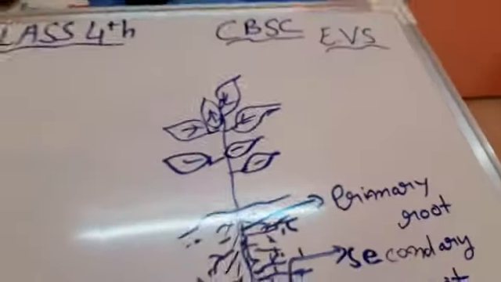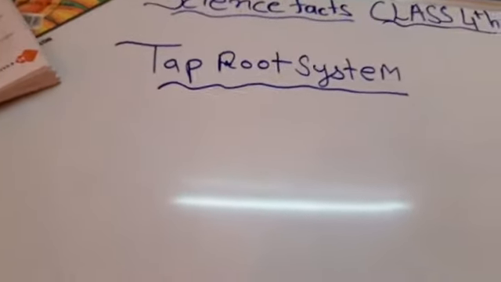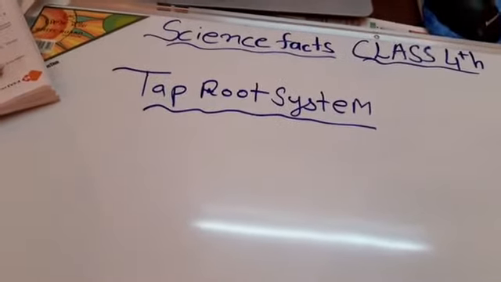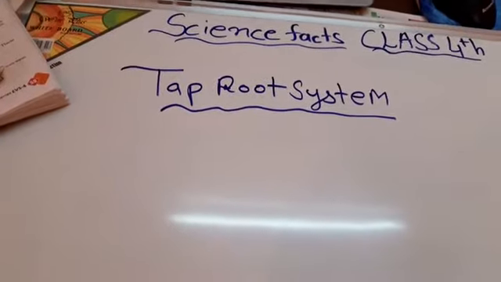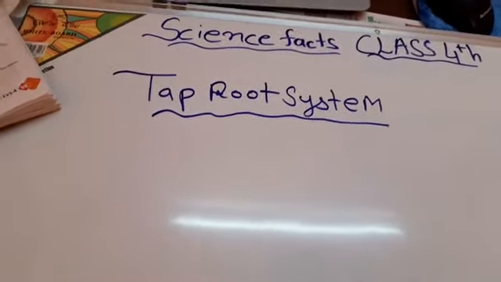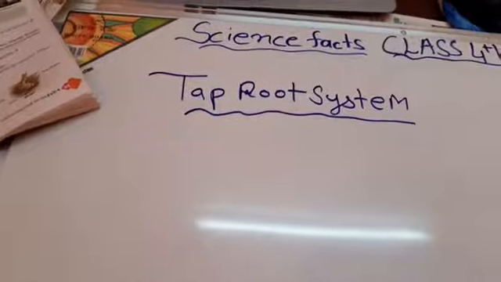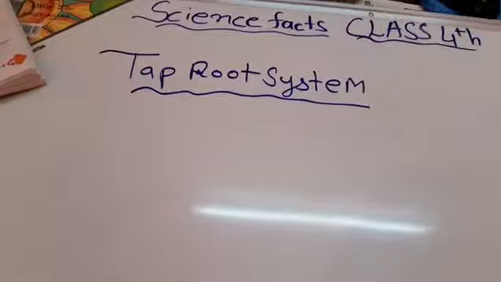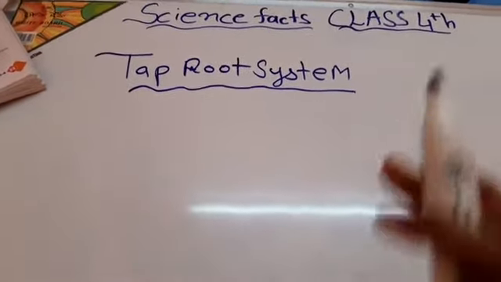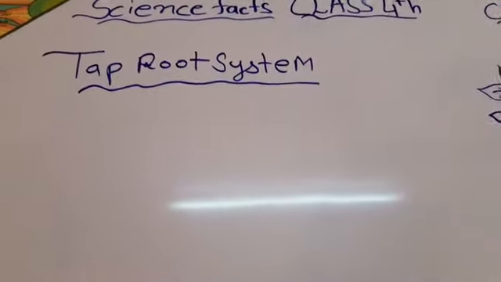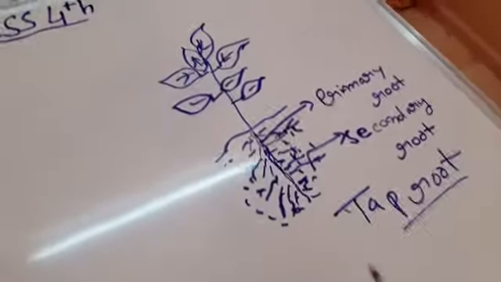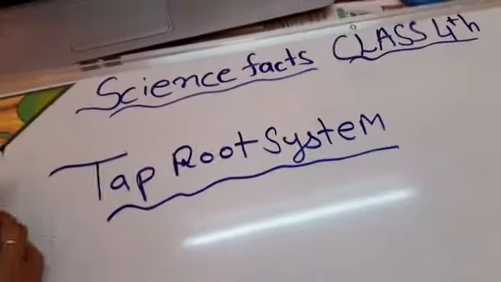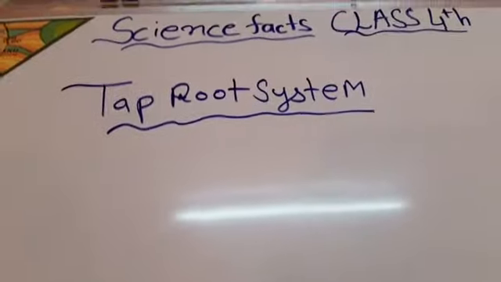So we already know how to define root. In the previous session, in class 4, we already defined root. The part of a plant that is below the surface of the earth is called root. This topic is taken from the class 4 CBSE pattern. It is a very interesting topic, and you can easily draw this diagram of taproot and note down this content. So firstly, define taproot.